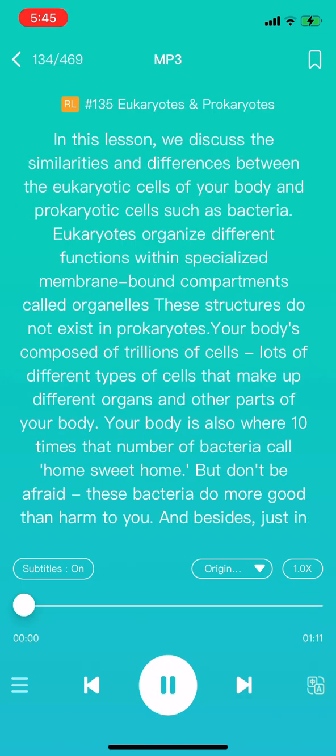In this lesson, we discuss the similarities and differences between the eukaryotic cells of your body and prokaryotic cells such as bacteria. Eukaryotes organize different functions within specialized membrane-bound compartments called organelles. These structures do not exist in prokaryotes.